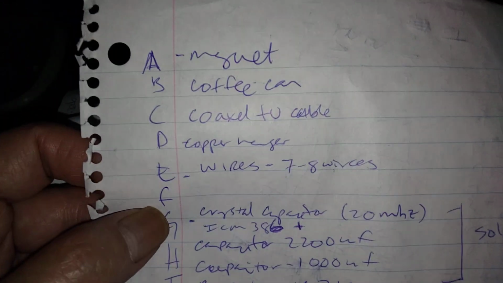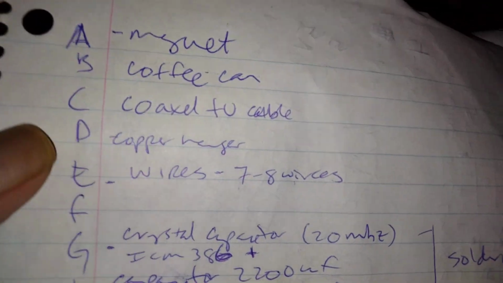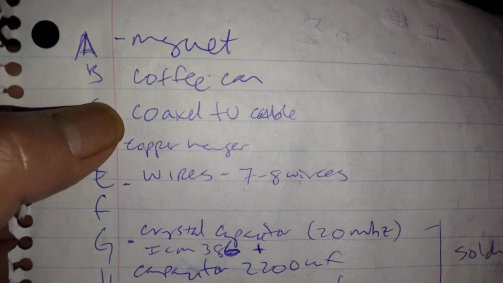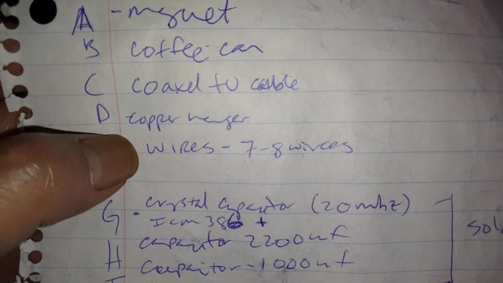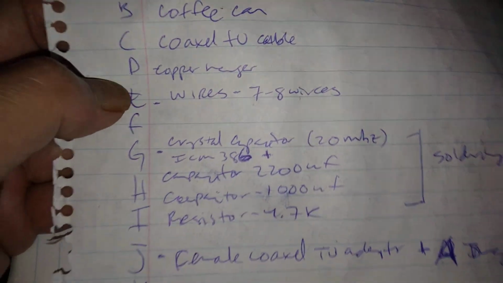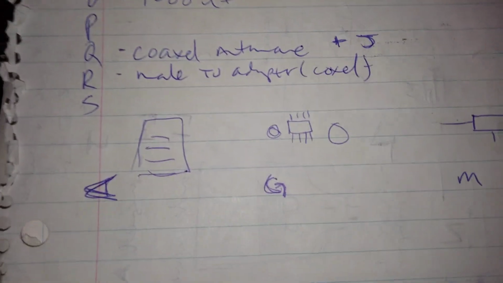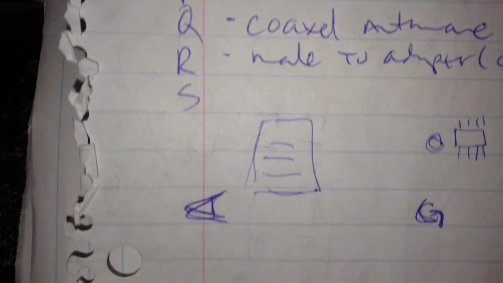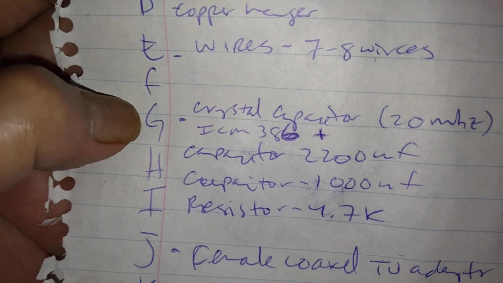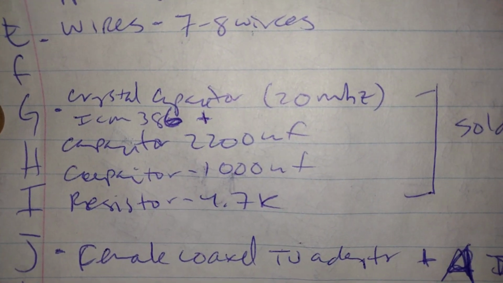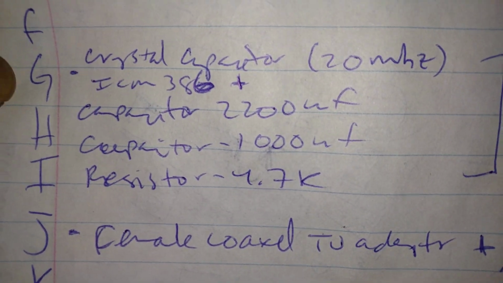Q. And what I did was I actually turned the page over and reorganized all the notes. I don't have the magnet he was using, so I have a coffee can, coaxial TV cable, and a copper hanger for the antenna, and then I drew a diagram. So A, and then from G is the circuit board. The A is the antenna, and then the G is a crystal, capacitor, 20 megahertz, 3 capacitors, a chip, a resistor, and some wires.